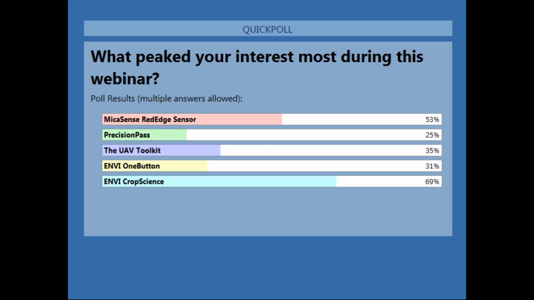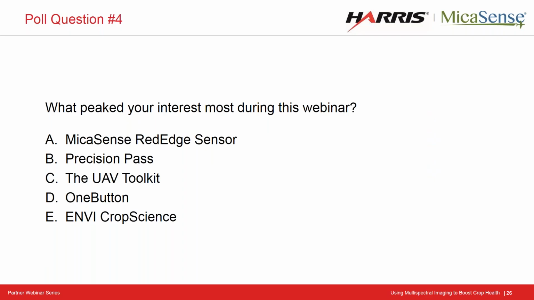Okay, we're closing the poll. Great. Okay, so we have very high interest in obviously both the sensor itself, 53%, and the ENVI Crop Science tool, 69%. Certainly good interest also in Precision Pass and the UAV Toolkit and ENVI One button. I know a lot of you will use other tools for mosaicing, and that's just great. But we are proud to be able to offer an end-to-end solution here for you if you need it.